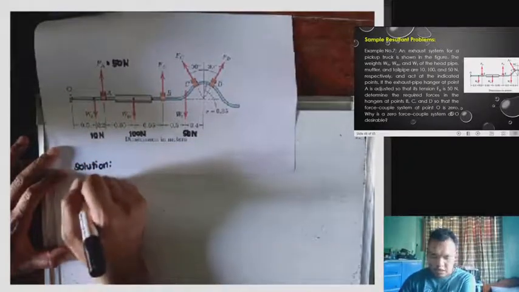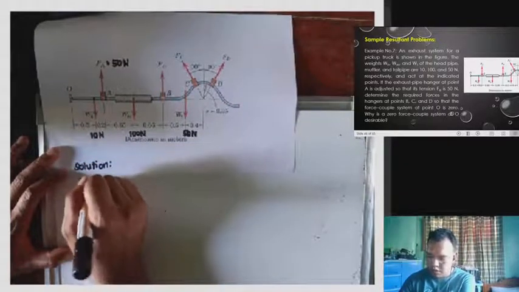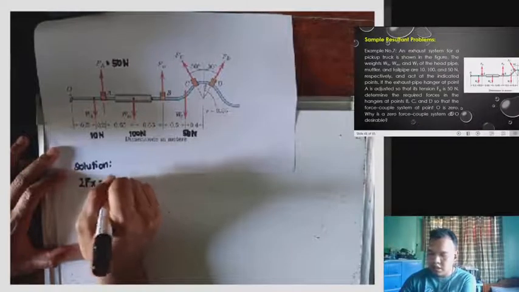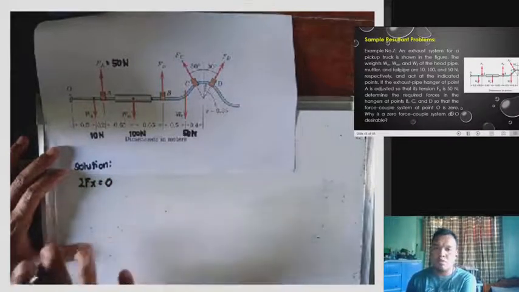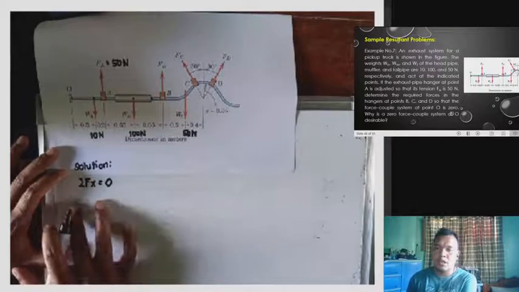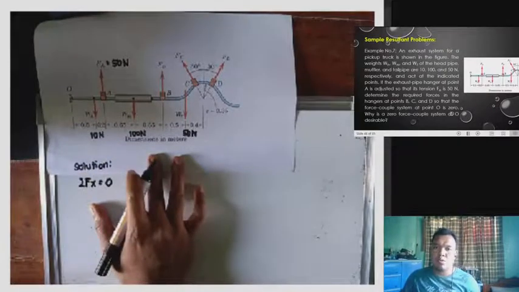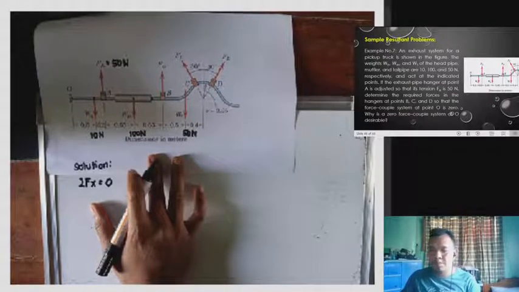We have here summation of forces at X. Since nasa equilibrium po tayo, lahat ng forces ay mapapasama po dyan. Sabi kasi, yung coupled moment system at point O is 0. Ibig sabihin, naka-equilibrium po yung value natin. So, summation of forces vertical, up is equivalent kay down. Summation of forces horizontal, left is equivalent kay right.